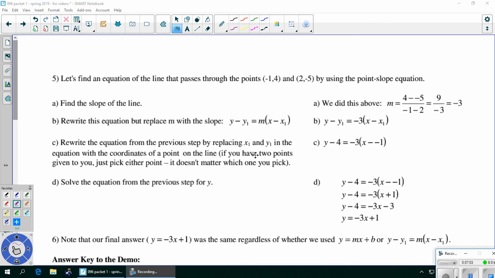Okay, this one I'm just going to point instead of writing things out. Let's find an equation of the line that passes through the same 2 points we had before, but this time we'll use our new point slope equation. Step A is the same as it was before. Find the slope. It's -3.